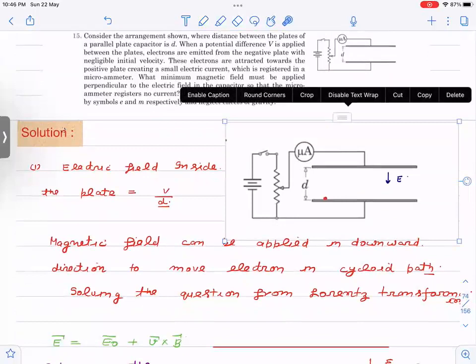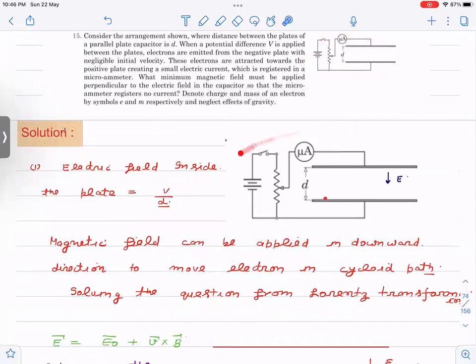You can see this arrangement, or you can refer to this diagram also. There is a parallel plate capacitor, the distance between the plates is D, and a potential difference V is applied. Electrons are emitted from the negative plate with negligible initial velocity. This is the positive plate and this is the negative plate. Electrons are emitted from here, right? You can see one dot here.